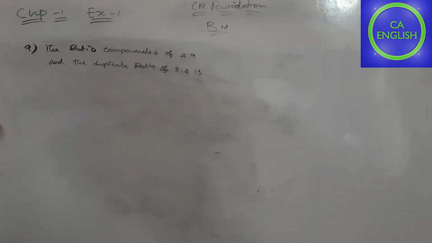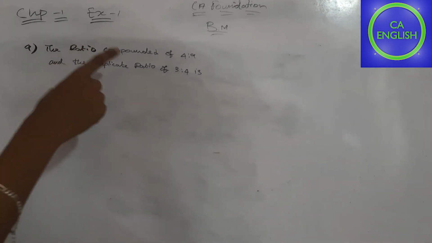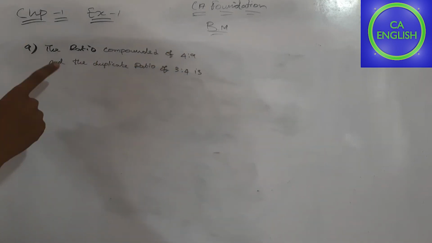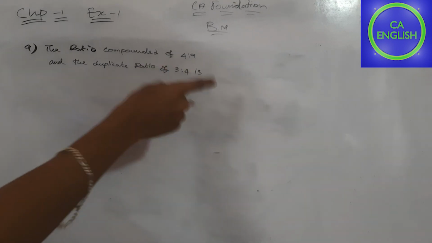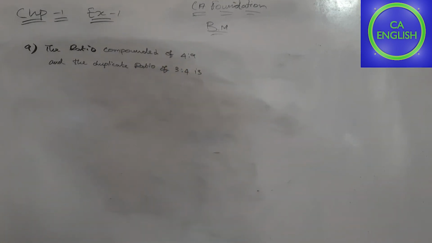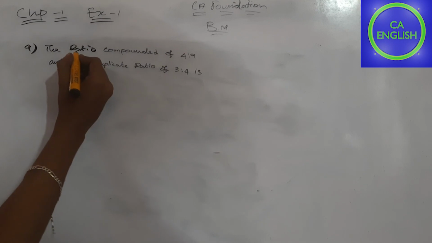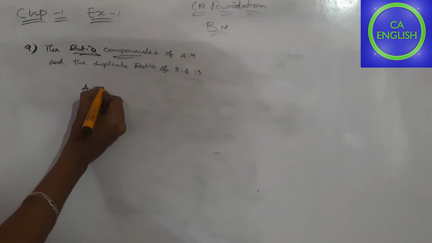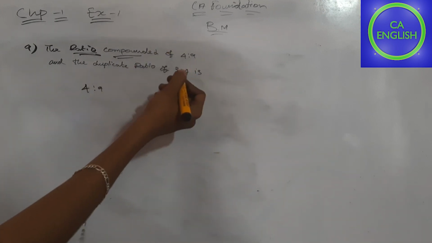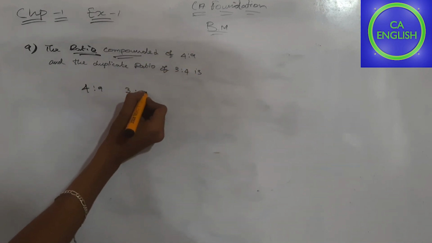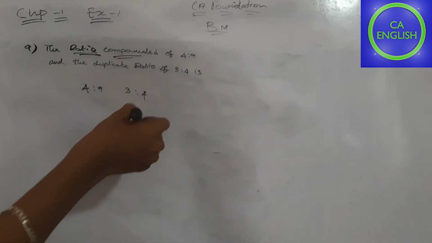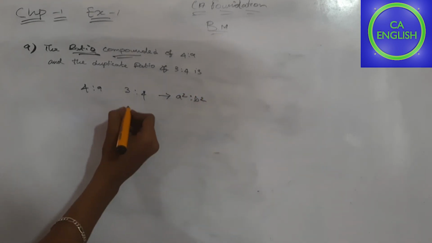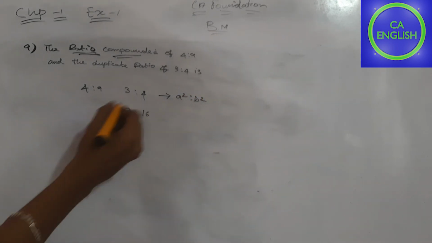It's a somewhat different type of question. The ratio compounded of 4:9 and the duplicate ratio of 3:4 is what? We just want to find that. Ratio compounded means the given ratio, take it as 4:9, and the duplicate ratio of 3:4. 3:4 is given. We want to find the duplicate ratio of 3:4, meaning A square is to B square. And 9:16 is the duplicate ratio.